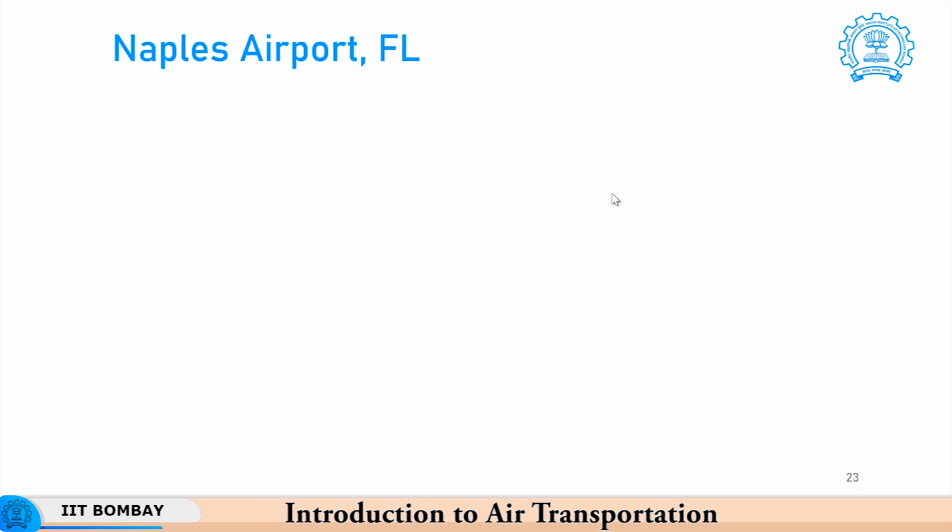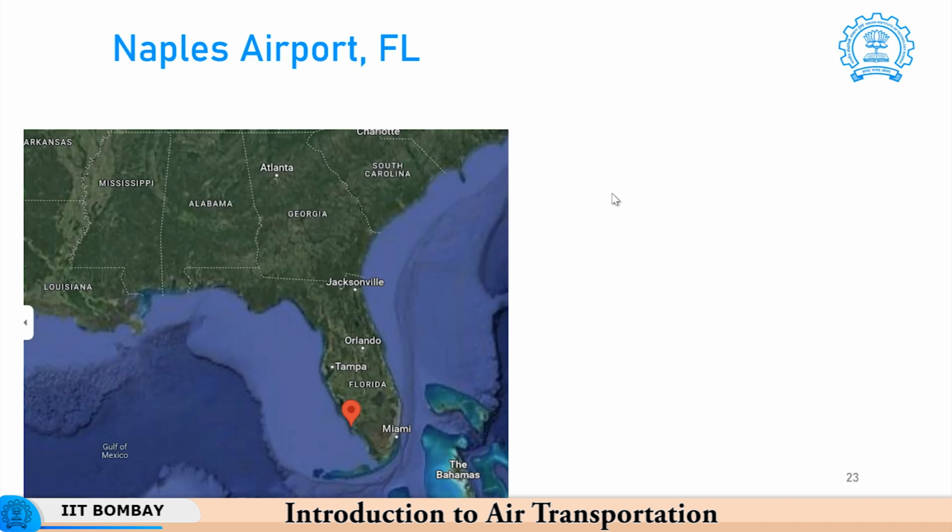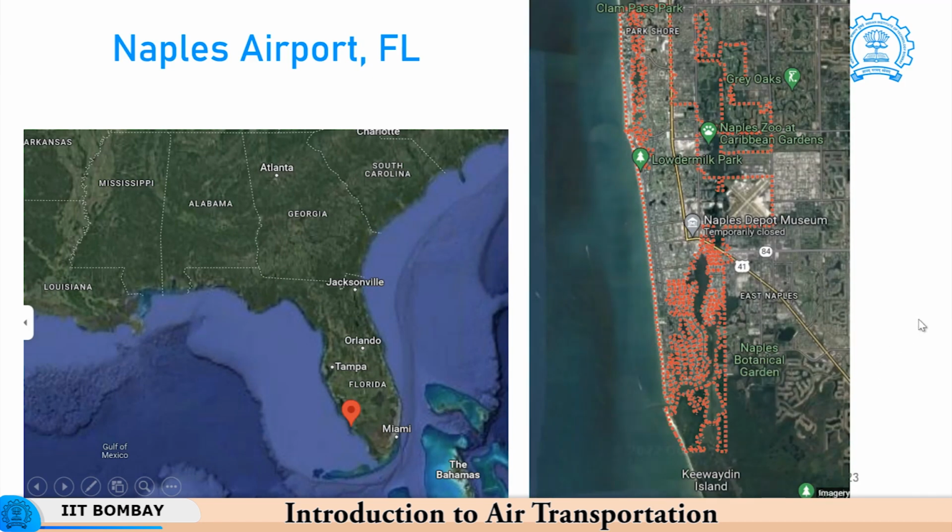So, we will look at an example of an airport in Florida in USA called the Naples Airport. As you can see, it is almost at the bottom of Florida between Miami and Tampa. A closer look: you can see this is where the airport is located.